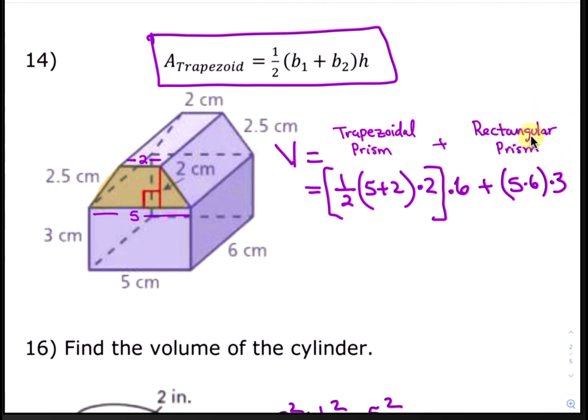All right, for the rectangular prism, we have a rectangle that is 5 by 6, so the area of the base is 5 times 6, and the height of that rectangular prism is 3. So that's 5 times 6 times 3. All right, multiplying all of this out, for the trapezoidal prism we get 42, and the rectangular prism multiplied out is 90, and added together gives us a final answer of 132 cubic centimeters.